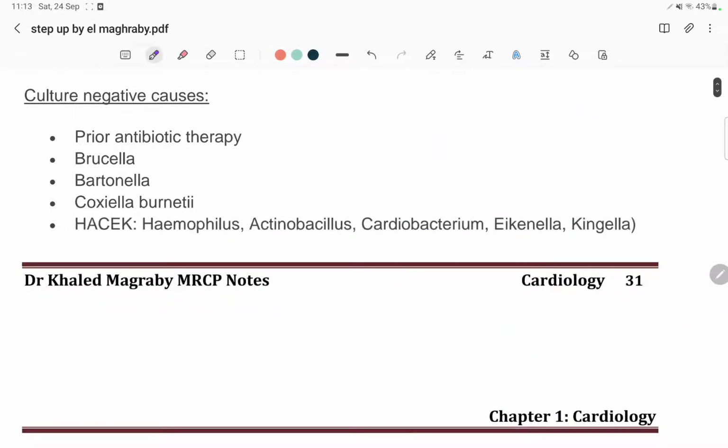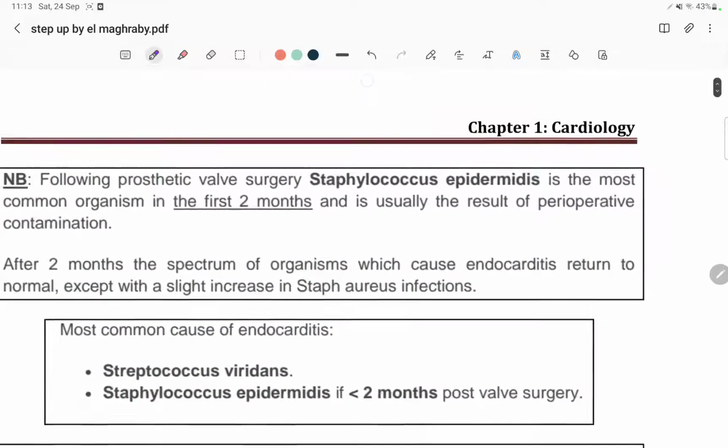Now culture negative causes include prior antibiotic therapy, Brucella, Bartonella, Coxiella burnetii, and the HACEK group: Haemophilus, Actinobacillus, Cardiobacterium, Eikenella, Kingella.